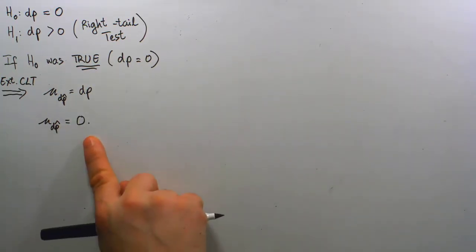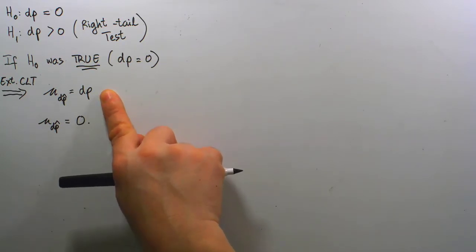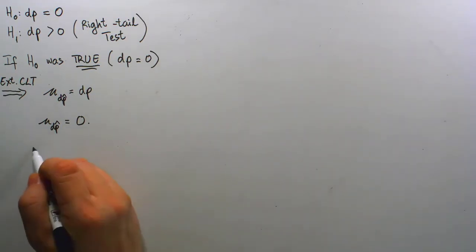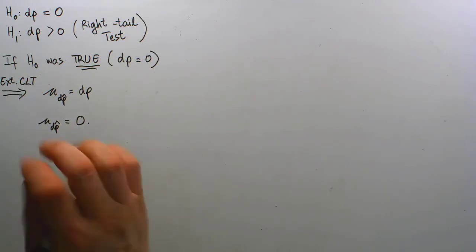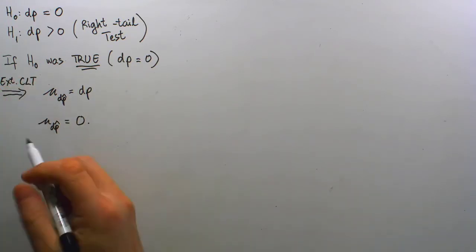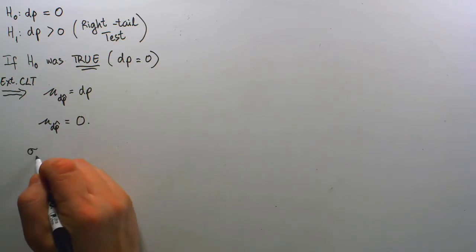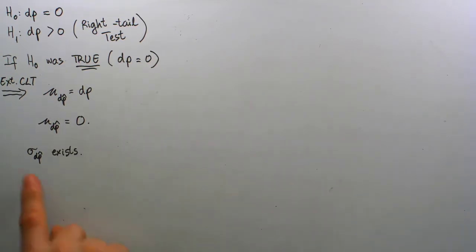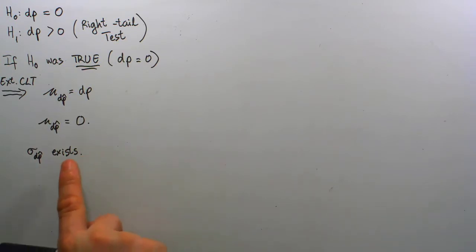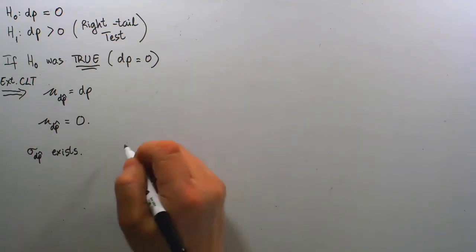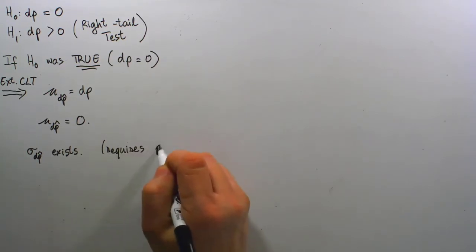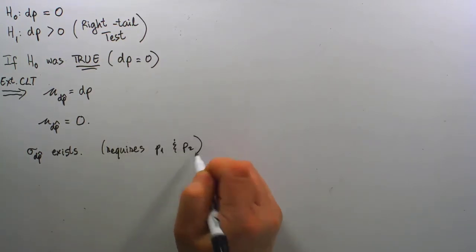So this is the consequence based on the result we have seen or stated in the extended central limit theorem. And further, as I said earlier when I briefly introduced it, sigma dp hat value exists, but the actual calculation of the sigma dp hat value involves the actual values of P1 and P2. So calculating this requires the actual P1 and P2. But we actually never knew these.